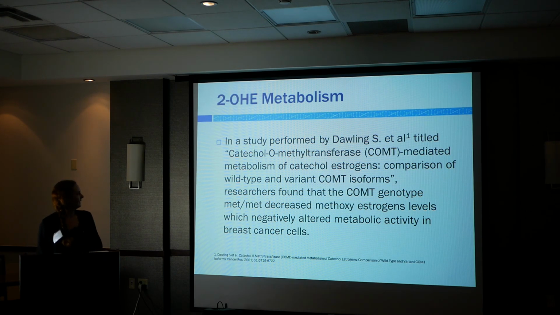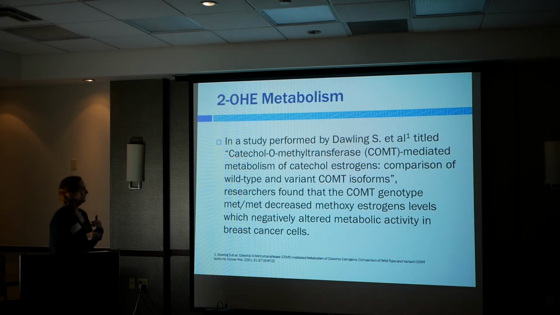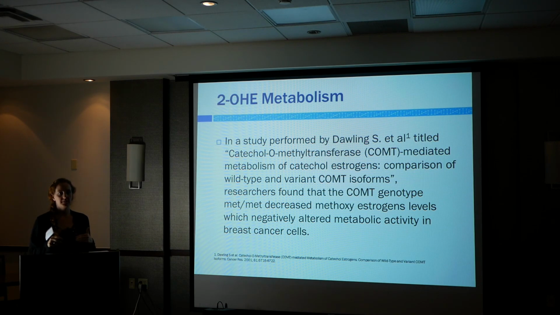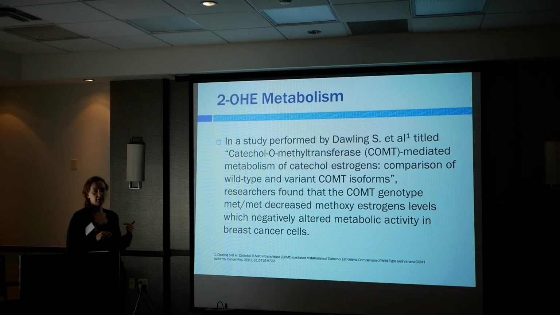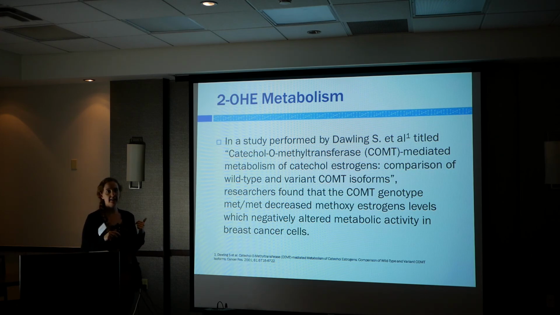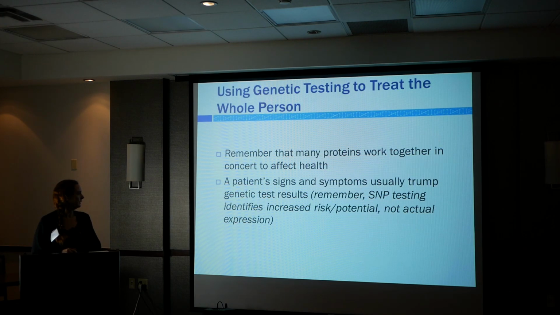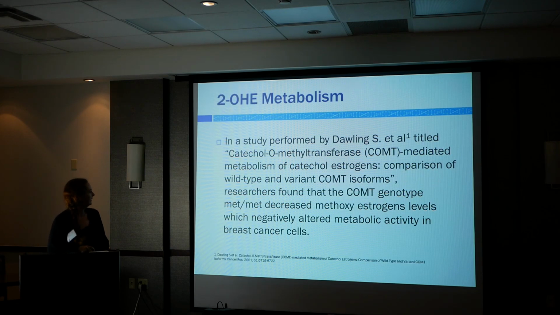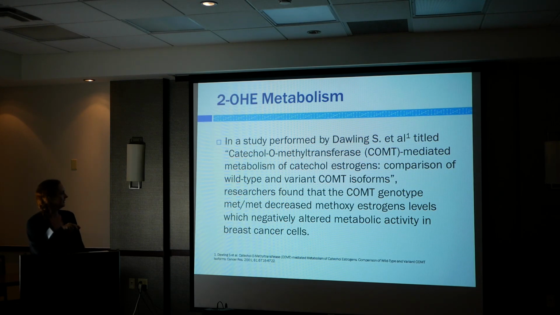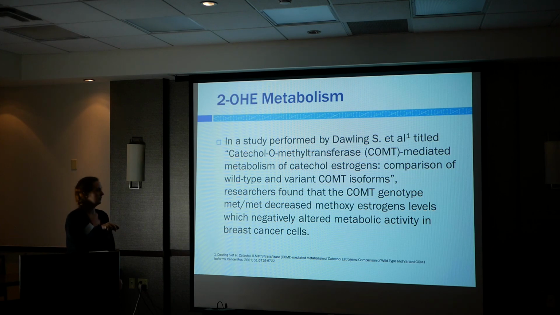So in this case study, they actually showed that catechol-estrogens were higher in certain COMT genotypes, illustrating that this is not just a chemical pathway, it's shown in research to create that intermediate. And that the MET genotype had decreased formation of this protective estrogen.